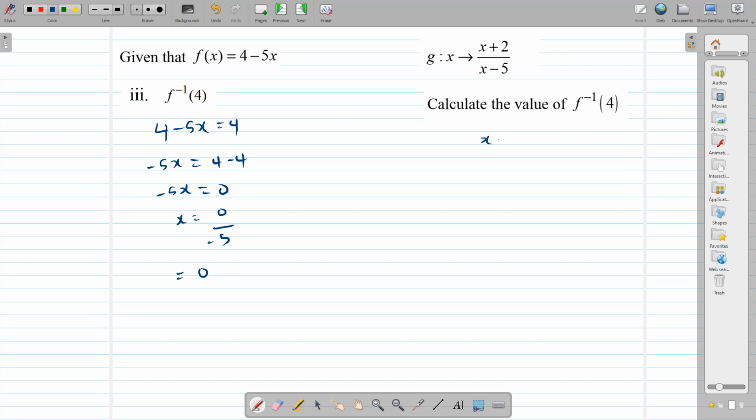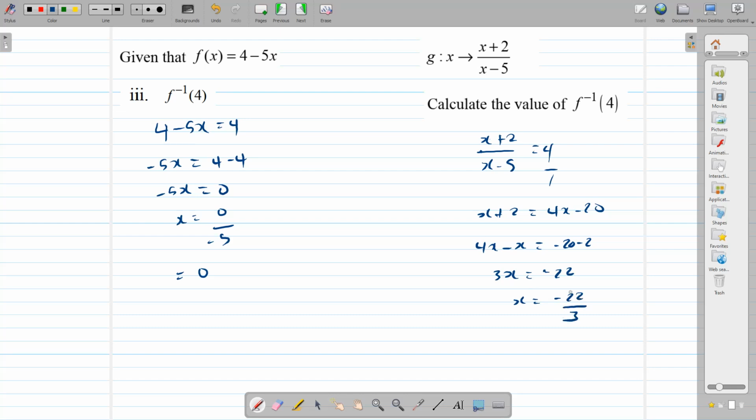Then we say x plus 2 over x minus 5 is equal to 4. So we're going to solve that by cross multiplying. x plus 2 is equal to 4x minus 20. Reorganize our equation. 4x minus x is equal to minus 20 minus 2. And therefore 3x is equal to minus 22, and x is negative 22 over 3.